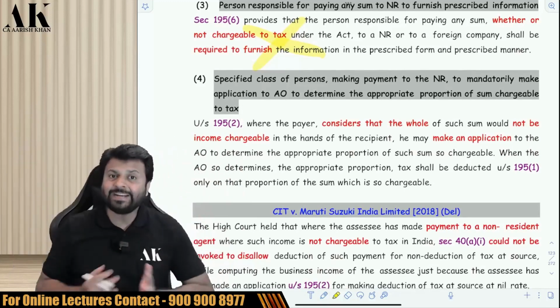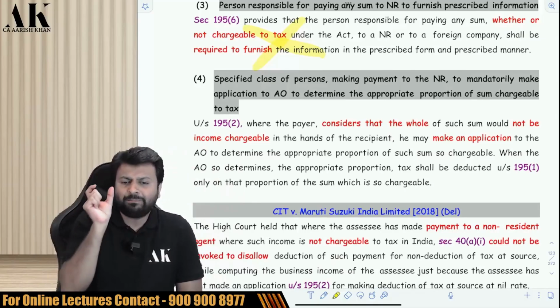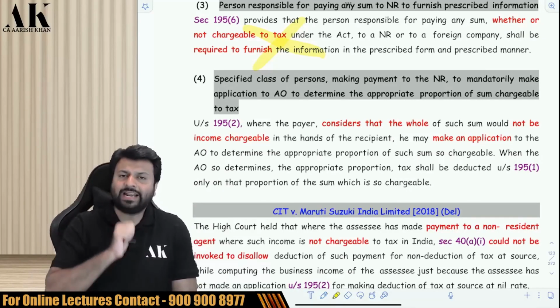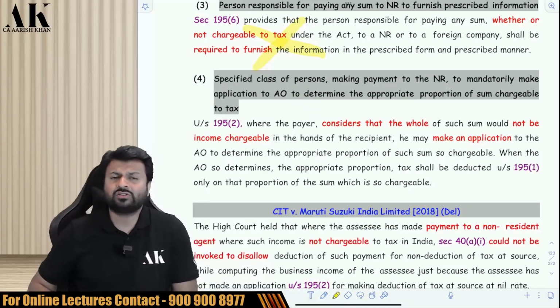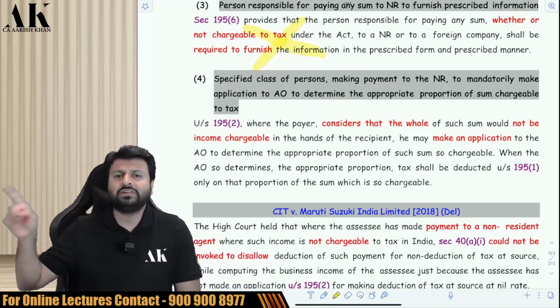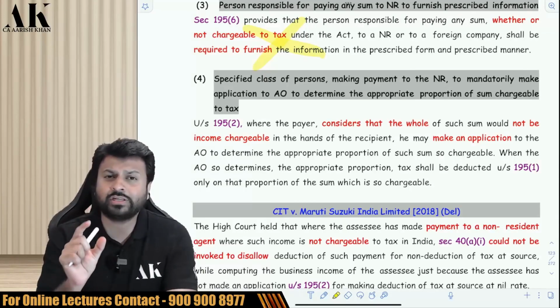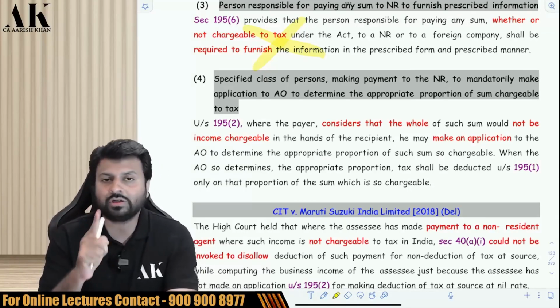Next. If the non-resident or foreign company's entire income is not taxable in India, only a proportionate income is taxable in India, then what shall I do? Then in that case, do not deduct TDS on the entire amount. Go to the assessing officer, make an application to the assessing officer, and the assessing officer will tell you the proportionate amount, and only on that much amount you are supposed to deduct the TDS.